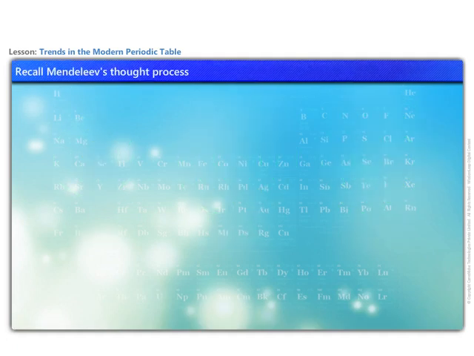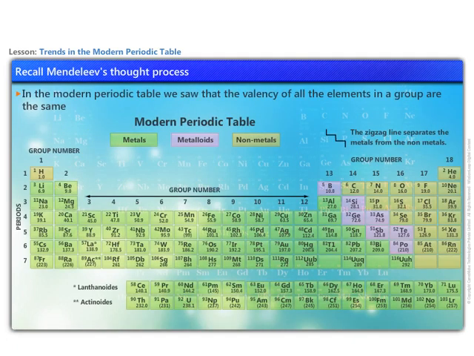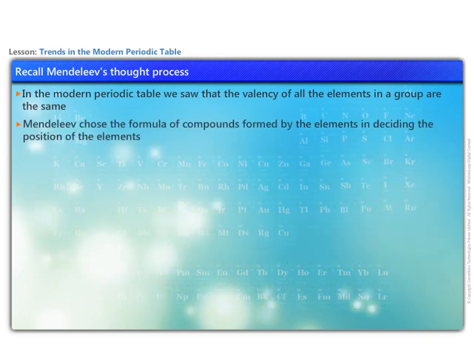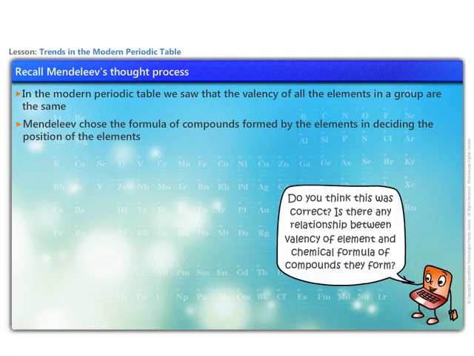Recall Mendeleev's thought process. In the modern periodic table, we saw that the valency of all the elements in a group is the same. Mendeleev chose the formula of compounds formed by the elements in deciding the position of the elements. Do you think this was correct? Is there any relationship between valency of an element and the chemical formula of the compounds they form?